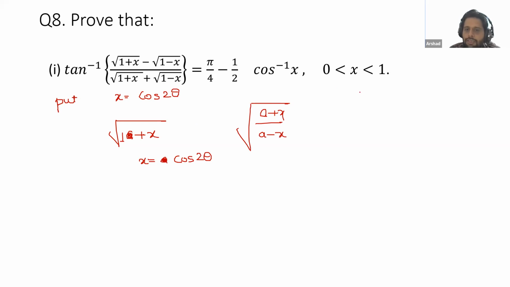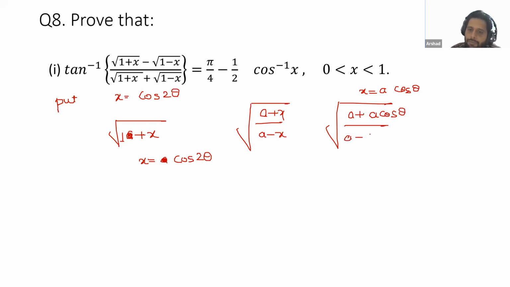That's why in such cases we will always put x is equal to a cos theta, so that we will get this expression a plus a cos theta by a minus a cos theta. Now, what's the advantage? Here we can put this formula 1 plus cos theta. In trigonometry, only in these two cases we can put the formula directly. 1 plus cos theta is 2 cos square theta by 2. So why are we putting cos theta? Because in cos only we have this formula 1 plus cos and 1 minus cos.